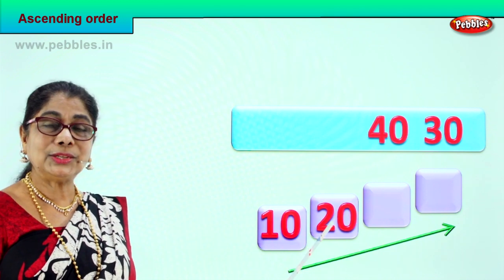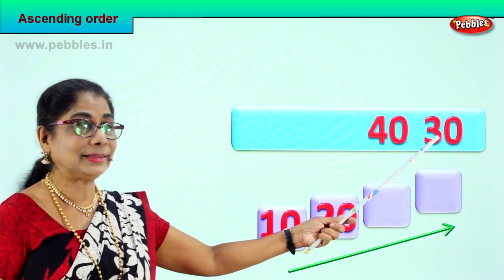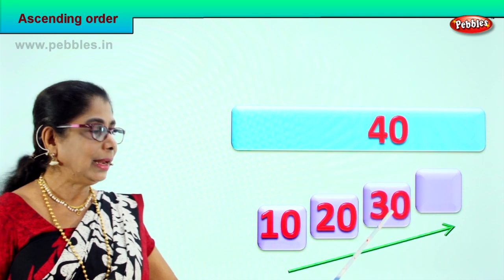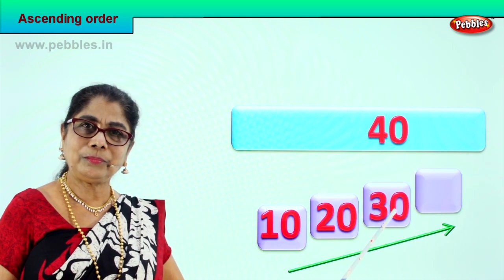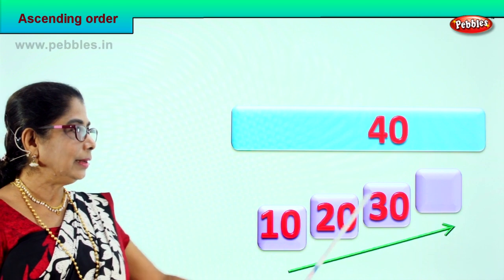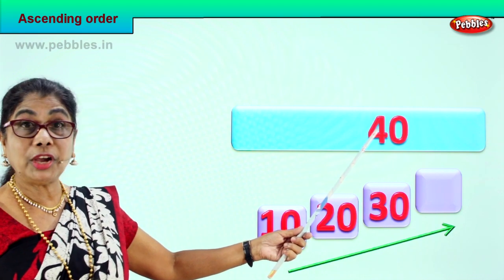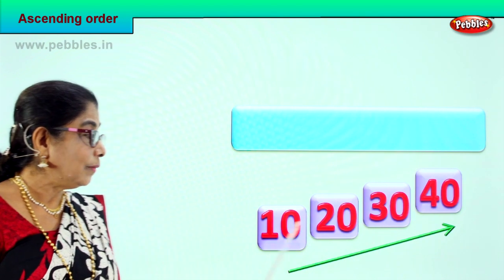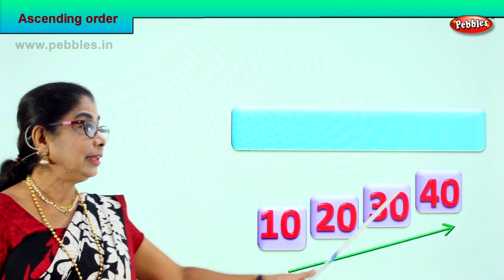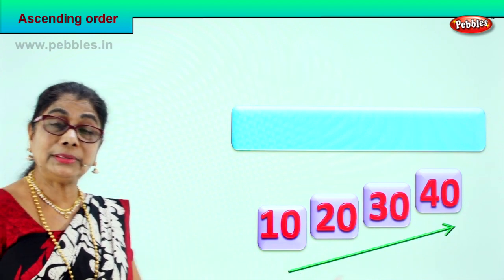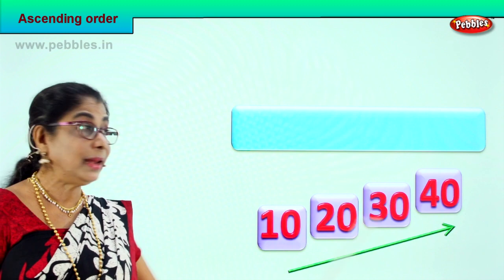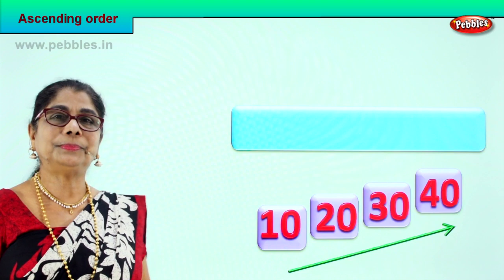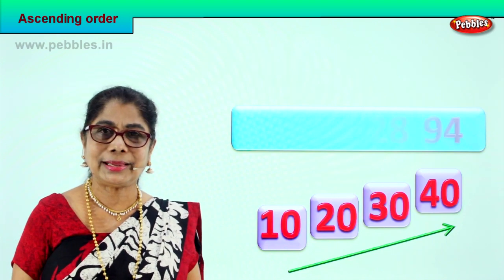10, 20. 2 tens. Now, we look for the 3 tens. 3 tens, 0 ones is the next bigger number, and that bigger number goes down here. So, we have 10, 20, 30. Finally, here you have 4 tens. So, we take and put it here. Now, we have arranged 10, 20, 30, 40. We have arranged all the 4 numbers in ascending order. Smallest 10 and the biggest 40. Did you enjoy, children? Good. Let's go to another exercise.